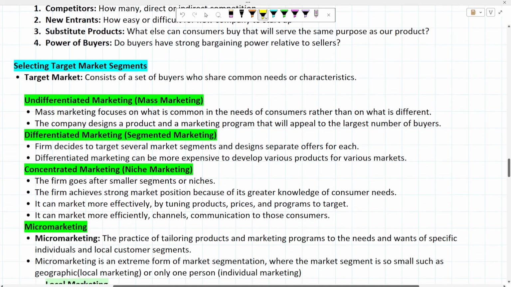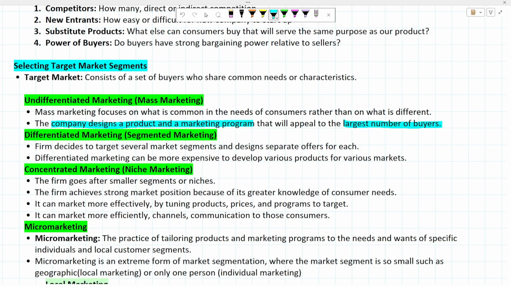So selecting target market segments. A target market consists of a set of buyers who share common needs or characteristics. Undifferentiated marketing, such as mass marketing. Mass marketing focuses on what is common in the needs of consumers rather than what is different. The company designs a product and a marketing program that will appeal to the largest number of people. So let me highlight that. Program to the largest number of buyers.